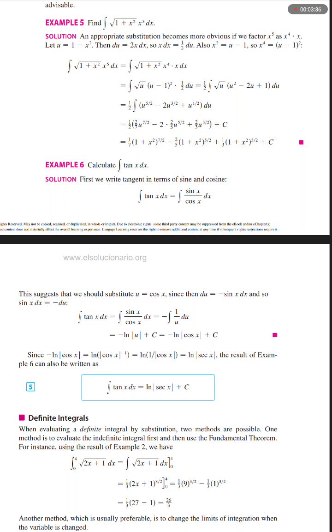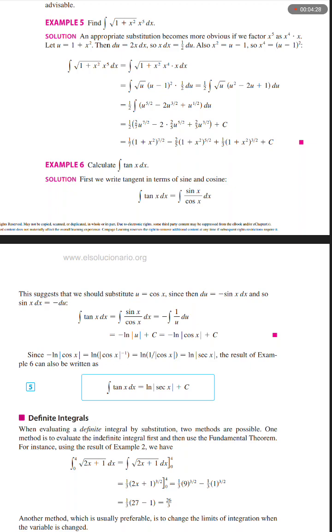equals 1 over 2 times the integral of open u to the power 5 over 2 minus 2u to the power 3 over 2 plus u to the power 1 over 2 close du, equals 1 half open 2 over 7 times u to the power 7 over 2 minus 2 times 2 over 5 times u to the power 5 over 2 plus 2 over 3 times u to the power 3 over 2 close plus big C, equals 1 over 7 open 1 plus x squared close to the power 7 over 2 minus 2 over 5 open 1 plus x squared close to the power 5 over 2 plus 1/3 open 1 plus x squared close to the power 3 over 2 plus big C.